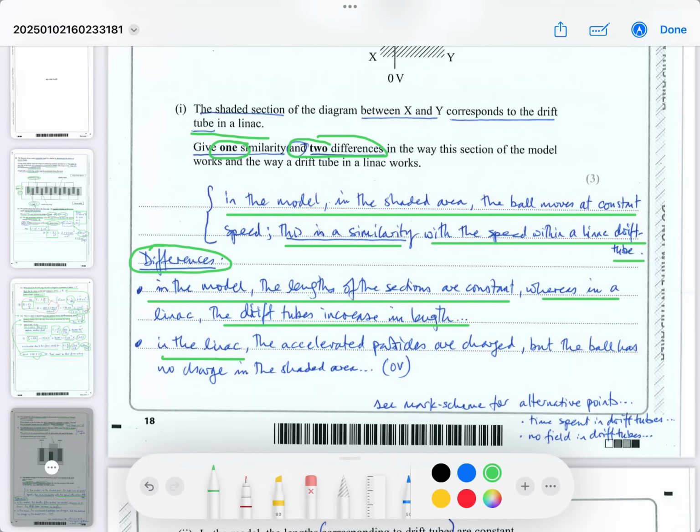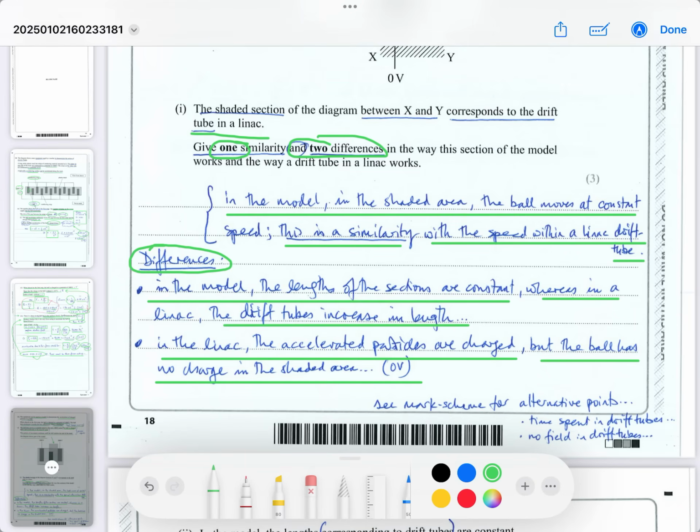So in the LINAC, the accelerated particles are charged. Yes? But the ball here in the model has no charge in the shaded area. Yeah? Because the shaded area is just gone through the 0 volts. So that's the two differences that I wanted to focus on.